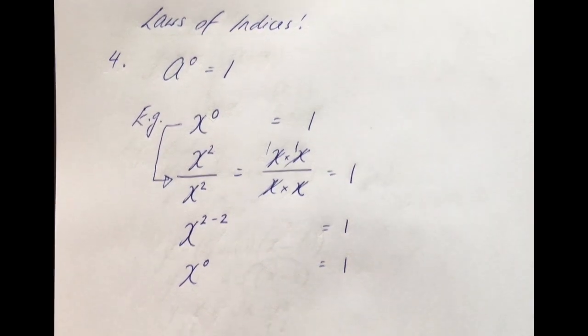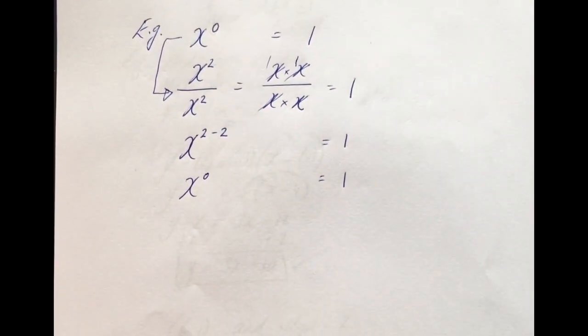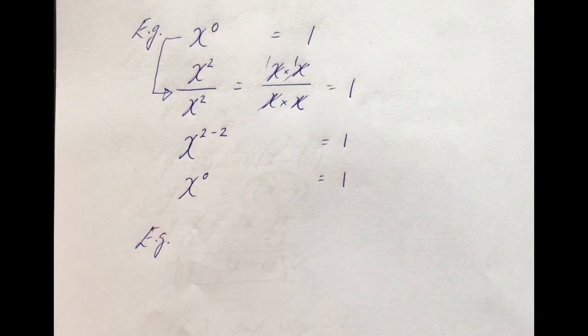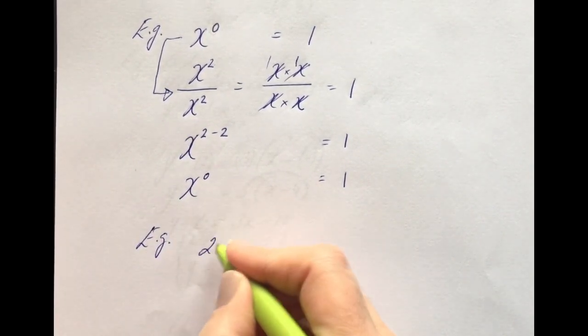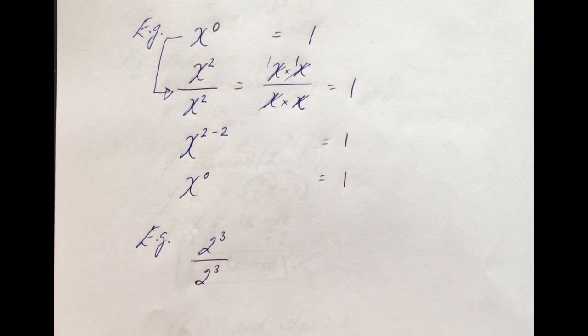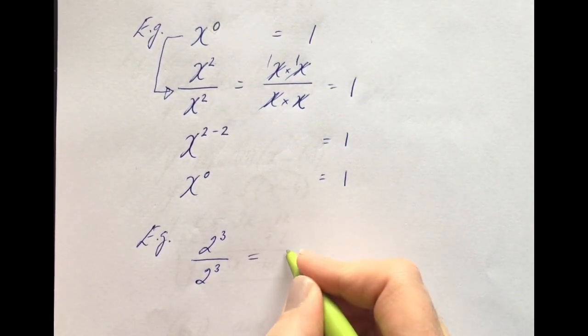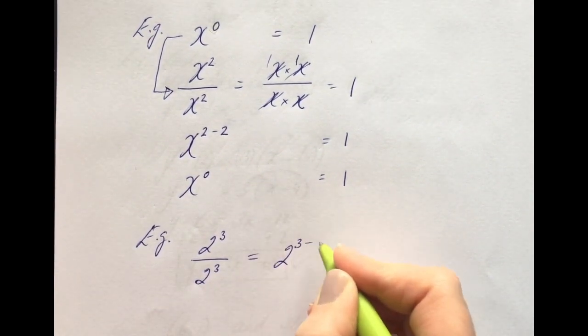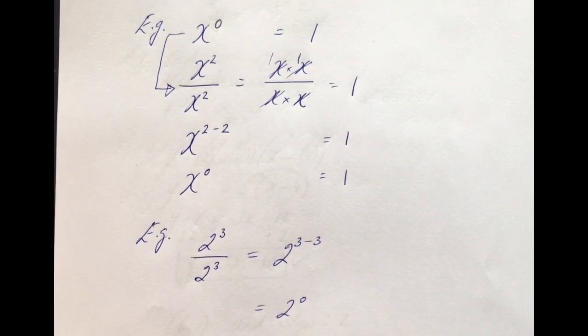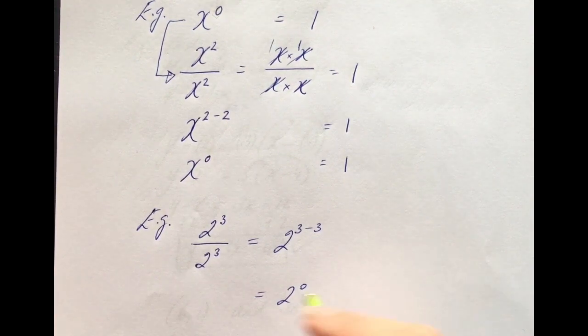All right, let's do another example of that because sometimes that one can be a little bit hard to get our heads around. Let's do a numerical example, might be easier. Let's say we have 2 cubed divided by 2 cubed. Okay, and as we said, the law of indices says that we can subtract the powers, so we get 2 to the power of 3 minus 3, which is 2 to the power of 0. And of course, the other law of indices says that 2 to the power of 0 is equal to 1.